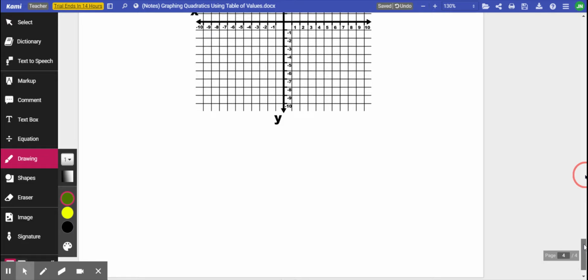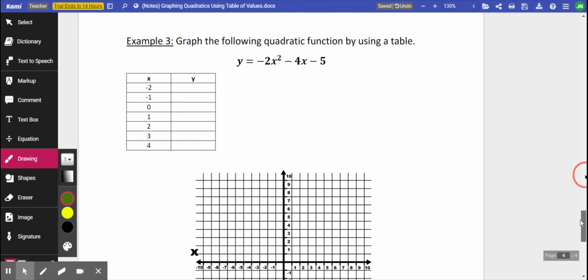So this time I decided to be a little nicer to you guys. I didn't give you as many points, but it's the exact same process. So let's go through graphing the parabola. We're going to be taking everywhere you see an x, and plugging in or substituting the value of the table, whatever it gives us. Now this equation is going to change a little bit.